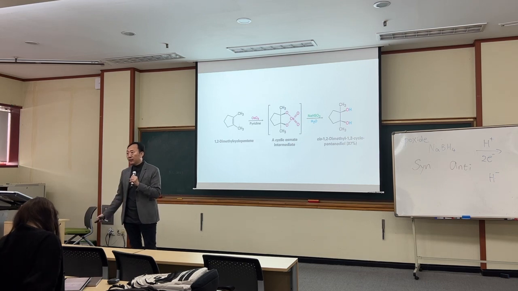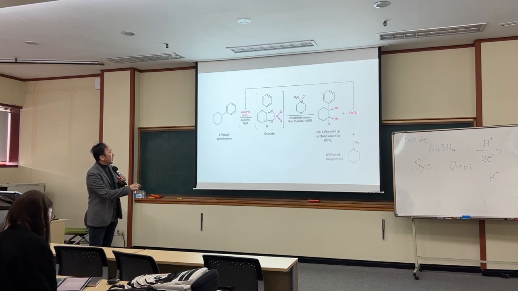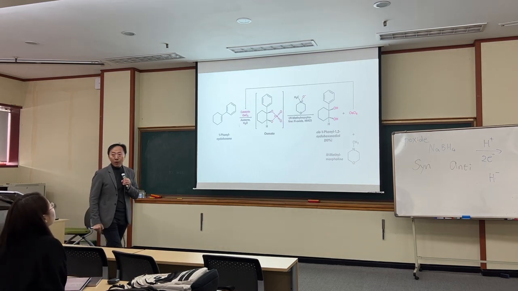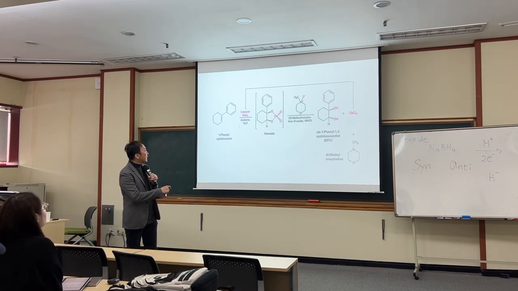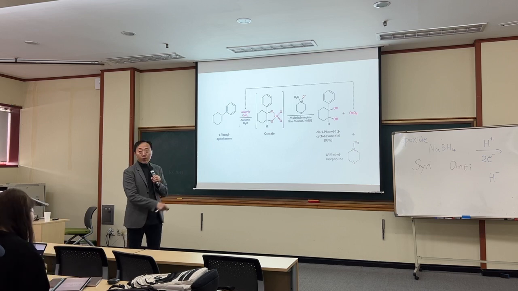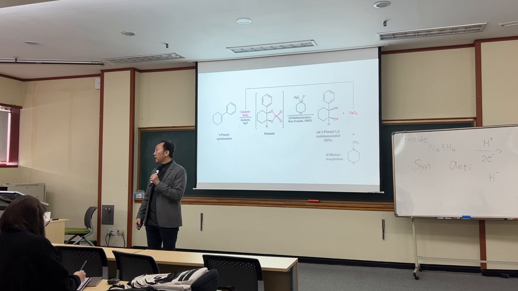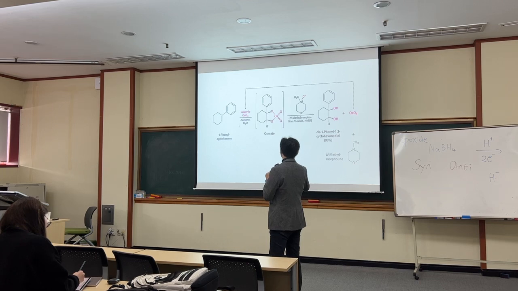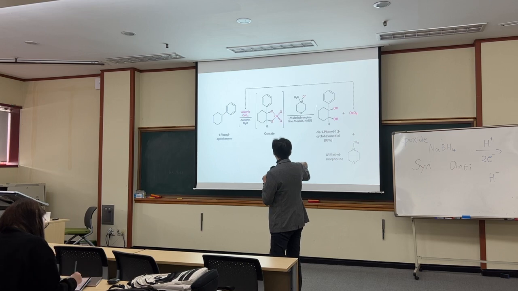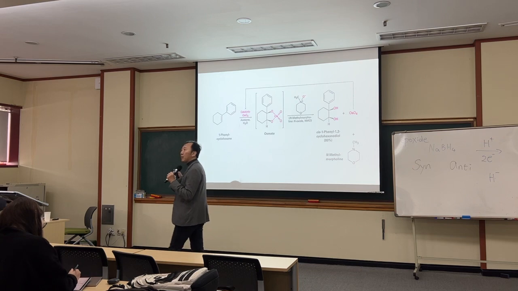That's a dead end. To recycle this back to OsO4, you add the N-oxide, NMO, which is another oxidizing reagent, donating its oxygen to this intermediate and regenerating OsO4. This is a co-oxidant to regenerate OsO4. First step, you need OsO4. But to recover it, by adding another oxidant, you can regenerate it. Then you get the same product, but in this case, you can use a very small, catalytic amount of OsO4.